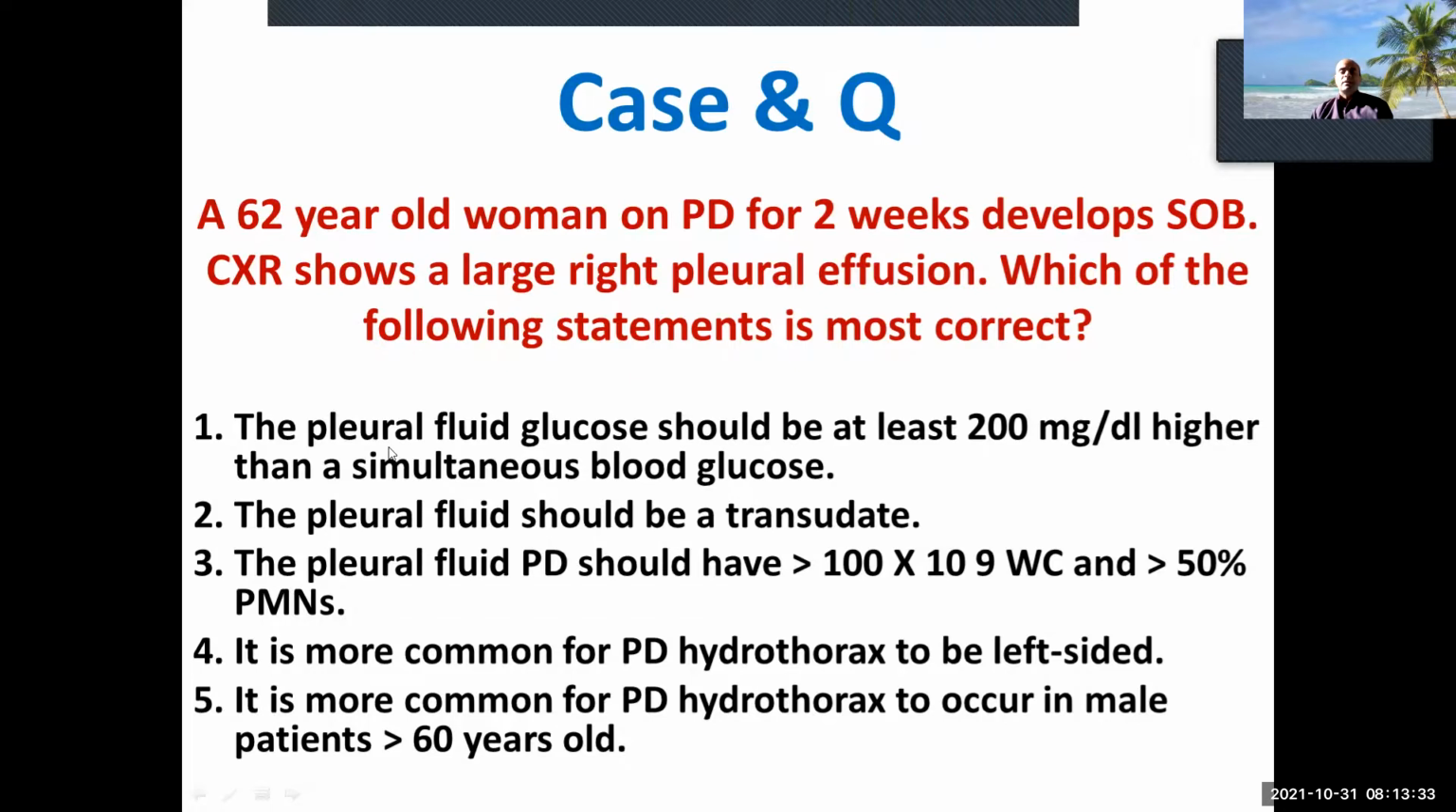If you read this: pleural fluid glucose should be at least 200 mg/dL higher than simultaneous blood glucose, or pleural fluid should be transudate, or the PD fluid criteria for PD peritonitis is more than 150% neutrophils. The more common side for PD hydrothorax to be on is the left, the right is rare. It is more common for PD hydrothorax to occur in patients more than 60 years old. I don't know, this is not a good answer, and this is not a good answer either. Just this, transudate, or this. I think this is the best answer, number one.